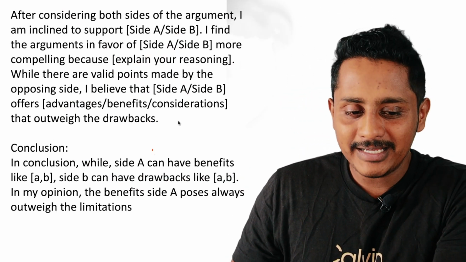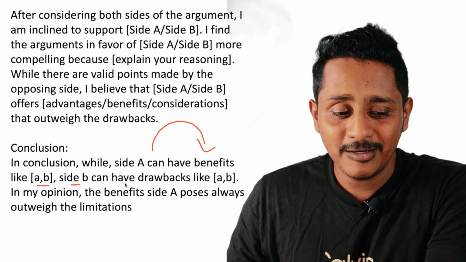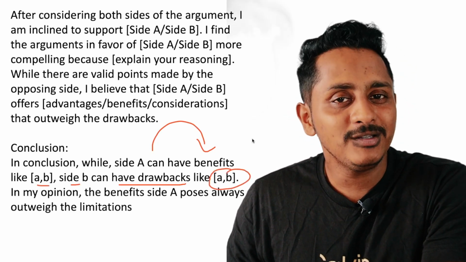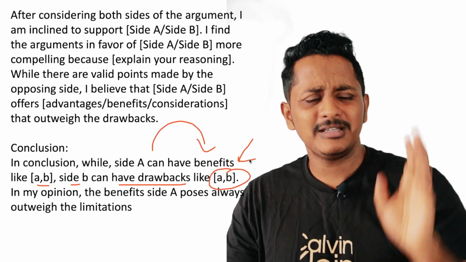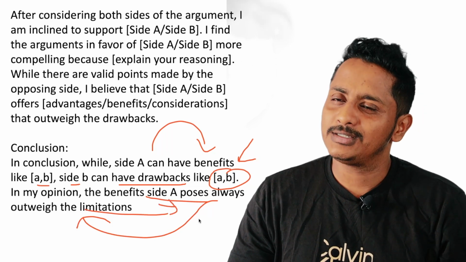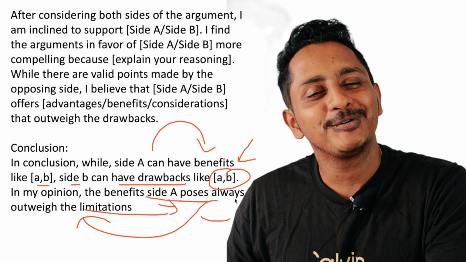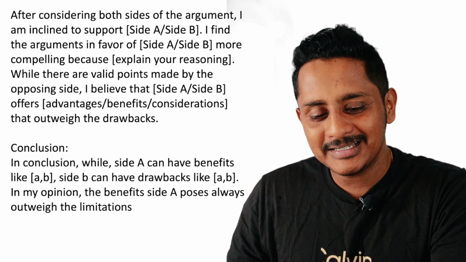In conclusion, while side A can have benefits, talk about the 2nd para, whatever you write. Side B can have drawbacks, talk about 3rd para. One word or two words is enough. In my opinion, the benefits always outweigh the limitation, and hence my argument is justified, or whatever you want, you can finish it off. Simple ones, this is the template, don't have to worry.